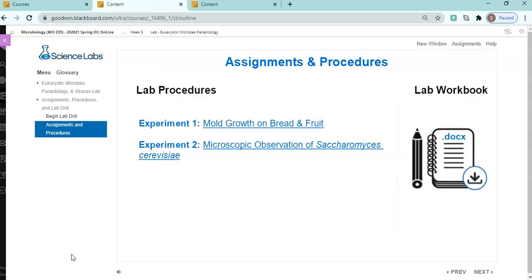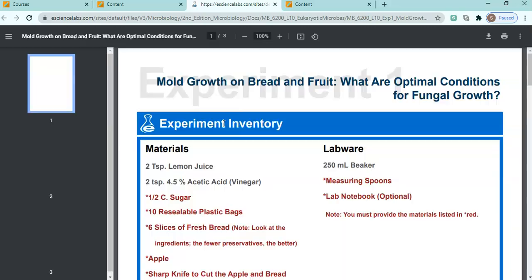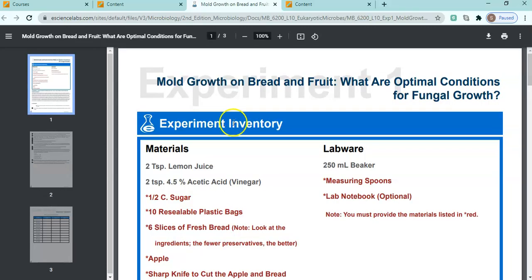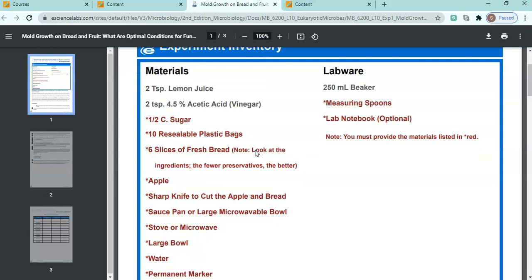Also, this was the lab that you were growing up the Saccharomyces cerevisiae, or baker's yeast, and this is the one where we grew the mold on the bread and apples. Make sure that you're familiar again with the reagents. Why did we use lemon juice as an acid? What was acetic acid used for? Why did we use sugar? So make sure that you understand why we're using those different ingredients. What are they allowing us to test for in the experiment?